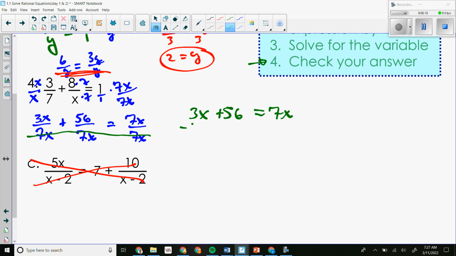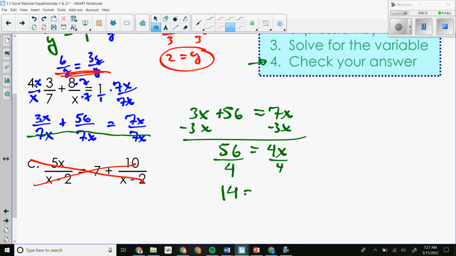All right, I'm going to move my 3x over by subtracting it, giving me 56 equals 4x. If I divide by 4, let's see, 4 goes into 56, goes into 40 10 times, and another 16, so that's 14 equals x. All right, 14 equals x.